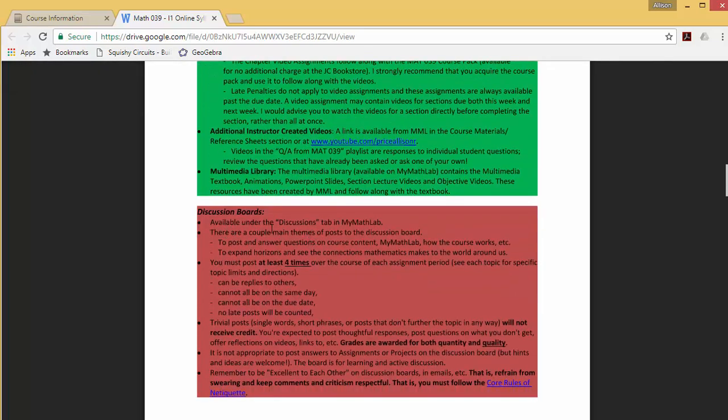So there's a tab in MyMathLab for discussions, and I just want to go over a couple things here. Each 2-week period, you need to post at least 4 times: 1 original post, 2 reply posts, and then the 4th post can be either an additional reply or a new post in one of the other topic areas.